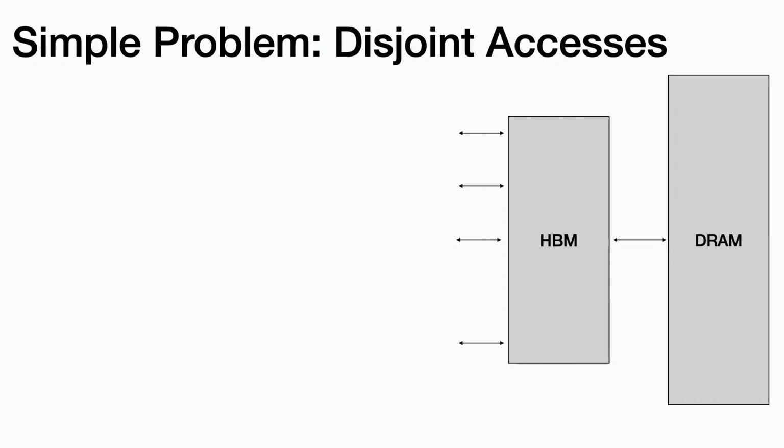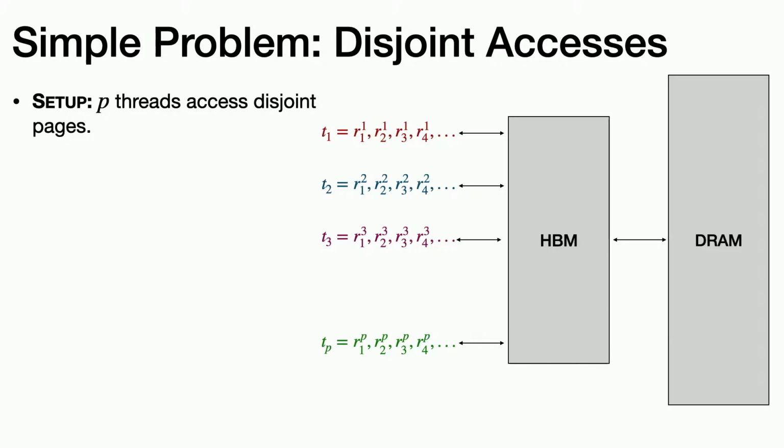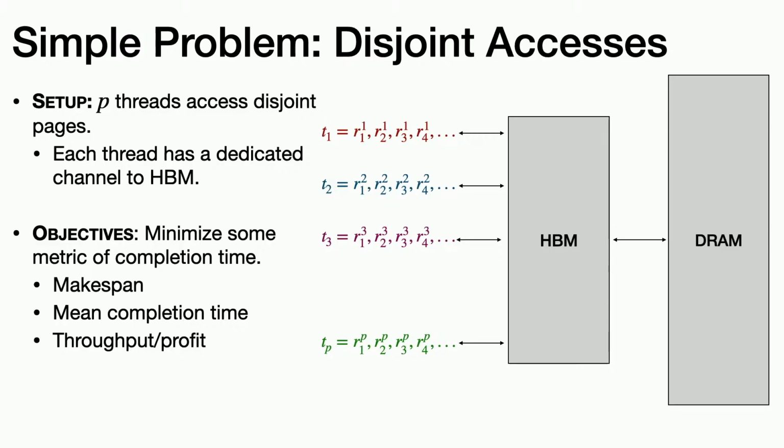So let's look at the simplest problem we can imagine for HBM management. Let's say that you have these P channels, so you have P threads that are accessing these channels. Think of these as processes if you want to. They're all accessing disjoint pages, so there are no shared pages between threads. Every thread has its own channel. And we want to minimize some metric of the completion time of these threads. For instance, we want to minimize makespan or sum of completion times. You can imagine many metrics. For the next couple of slides, let's consider the simplest possible metric, which is the makespan. You just want to finish all the work.